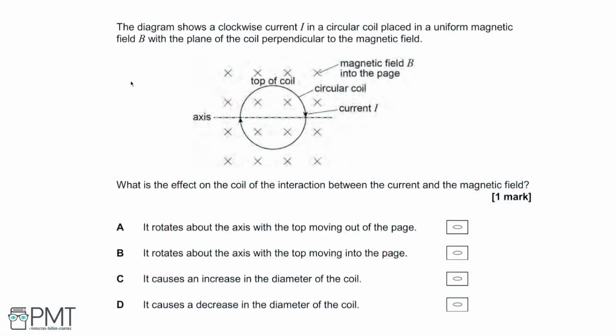This question is about magnetic fields. The question says, the diagram shows a clockwise current I in a circular coil placed in a uniform magnetic field B, with the plane of the coil perpendicular to the magnetic field. What is the effect on the coil of the interaction between the current and the magnetic field? And we're given a number of options.